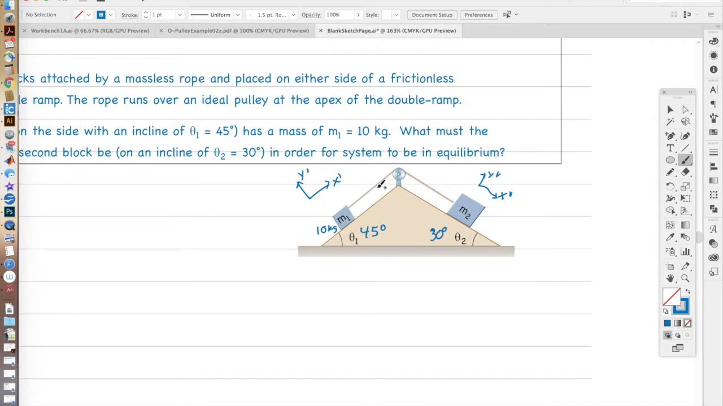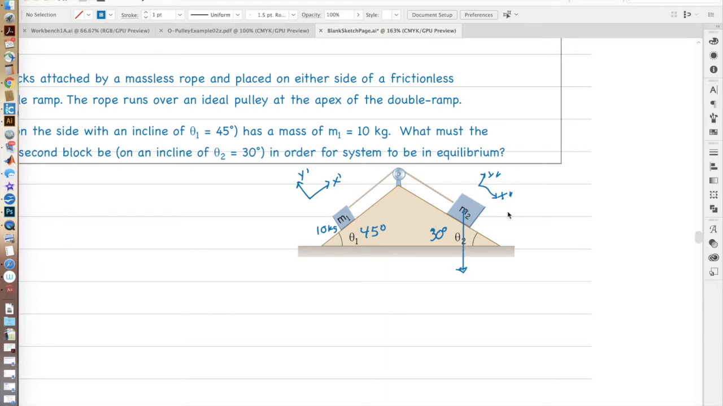But if we look at just, say, the left half or the right half of this problem, it looks a lot like the problem we've already done in the past of just a block sliding down an incline. In other words, we previously showed, if you look back at that example, that the gravity acting on mass 2 was pulling straight down.